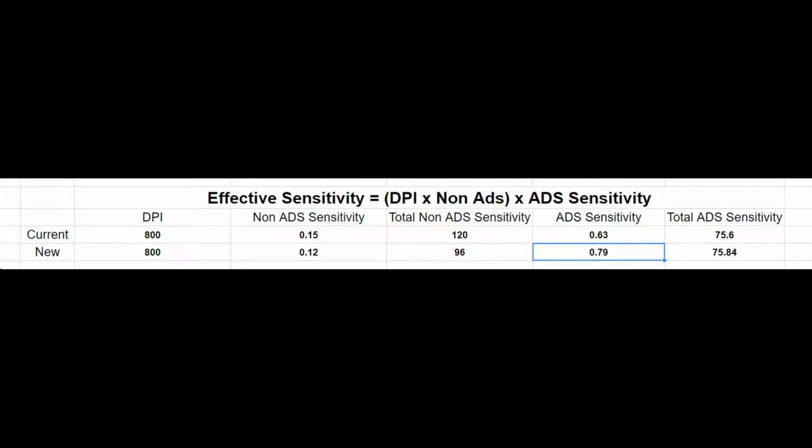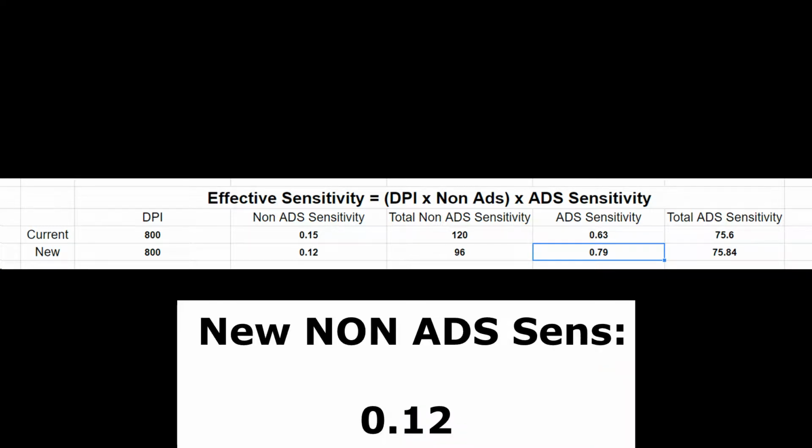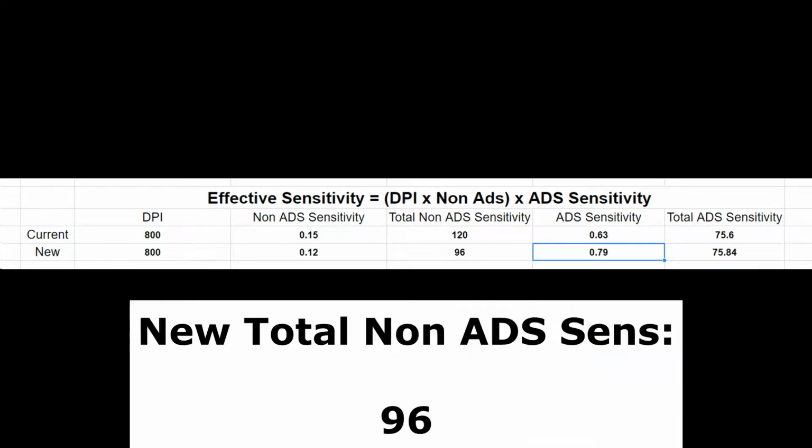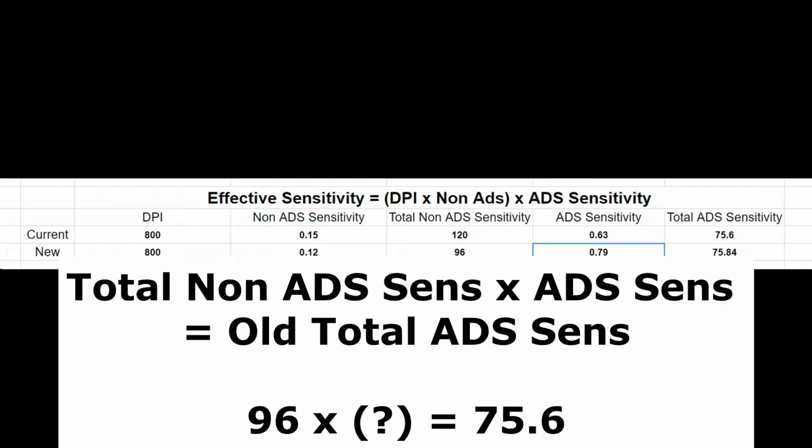So the example that I'm putting up on screen right now is a new sensitivity. You're starting with 800 DPI. You are lowering your non-ADS sensitivity to 0.12, which gives you a new total non-ADS sensitivity of 96. Now, when you multiply that by your new ADS sensitivity, the goal is to get it as close, if not exactly, to your old total ADS sensitivity.